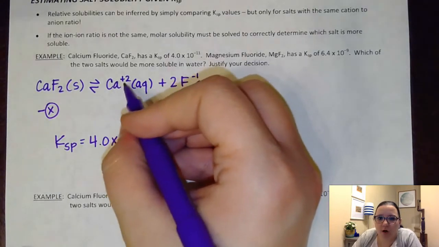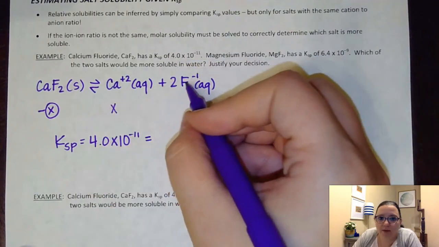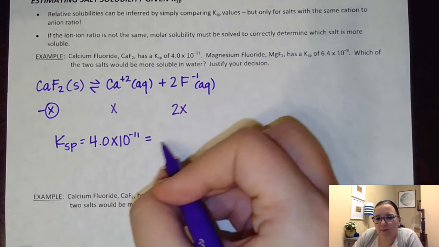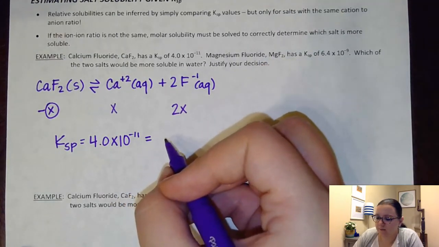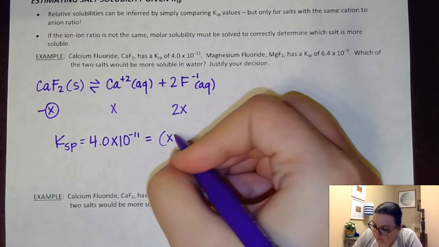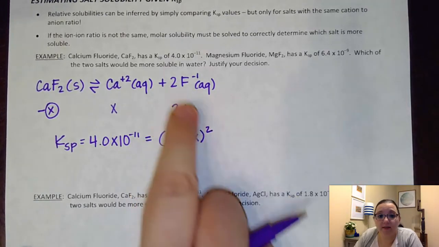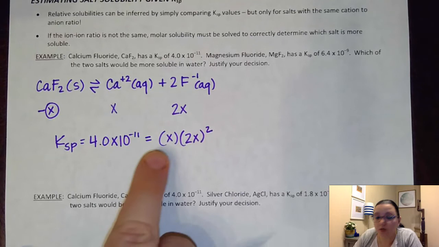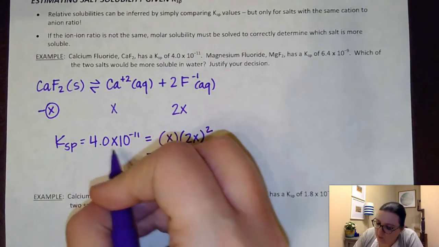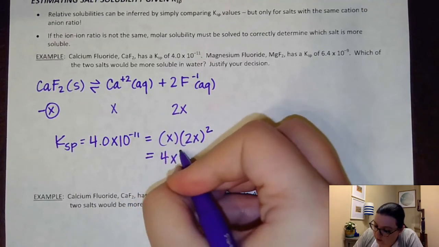I know this would have gone up by 1x, so this would have been x at equilibrium. I know this would have gone up by 2x, so it will be 2x at equilibrium. So when I plug my values into the Ksp expression, I would have x times 2x squared. Again, squared because of that 2, and this only had a coefficient of 1. Which means here that the 4.0 times 10 to the negative 11th would be equal to 4x cubed.